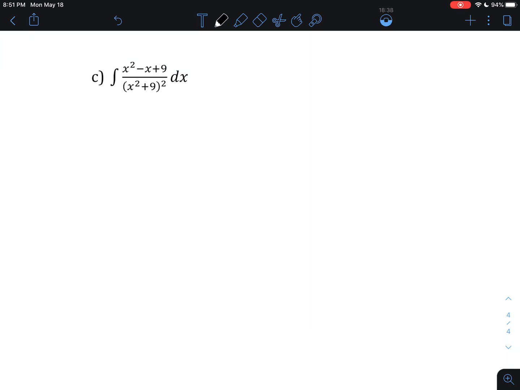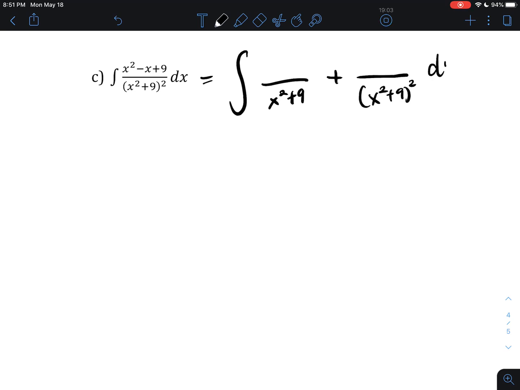So the next one we have, it's already factored for us, so we don't have to do that much work, but it has an exponent. So remember, if it has an exponent, I have to first write it as itself. So x squared plus 9, I guess I can take off the parentheses, and then plus x squared plus 9 quantity squared.